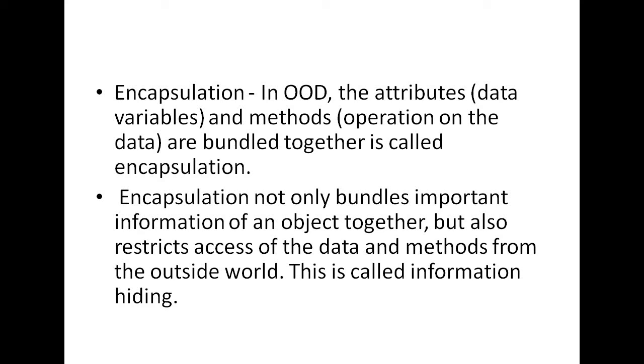Encapsulation not only bundles important information of an object together, but also restricts access to the data and methods from the outside world. This is called information hiding. The first property of encapsulation is to bundle the data members and member functions, and the second and main property is that it gives the data hiding property. Data hiding means it can hide the data and methods from the outside world.